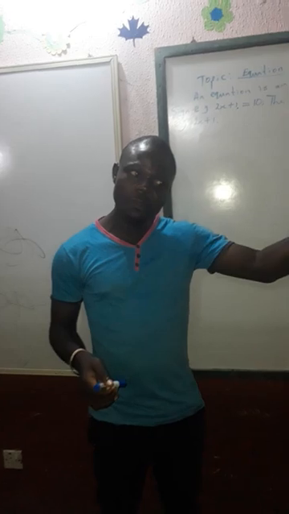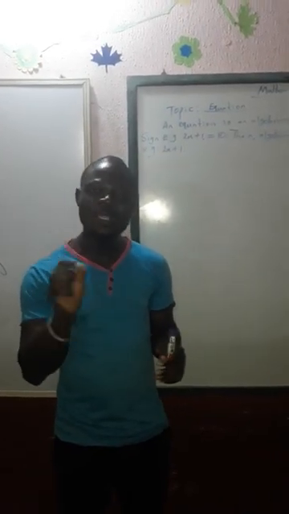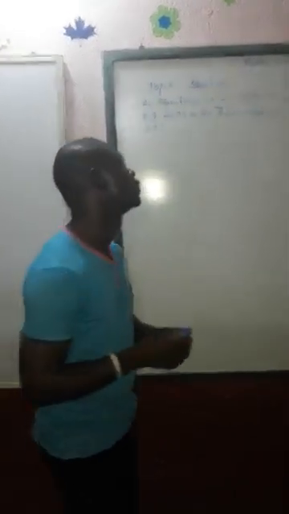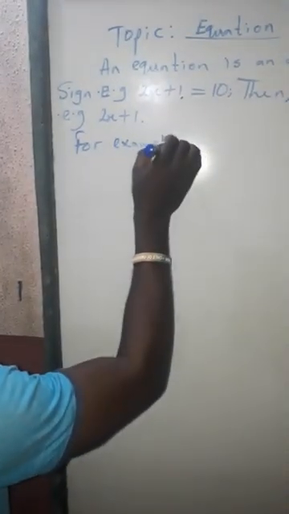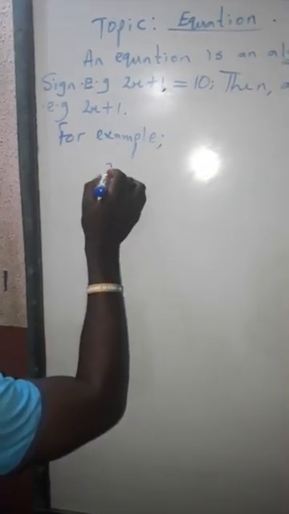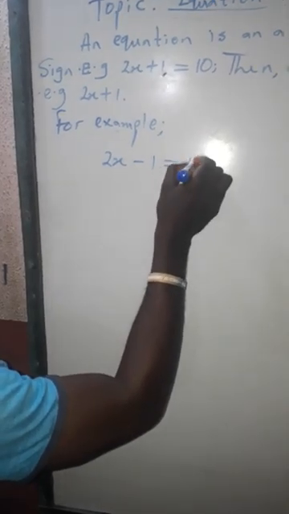Meaning, in an equation, you have the left-hand side of the equation and the right-hand side of the equation. So how can you do that? You have to solve it arithmetically. Let's go. For example, 2x minus 1 is equal to 11.